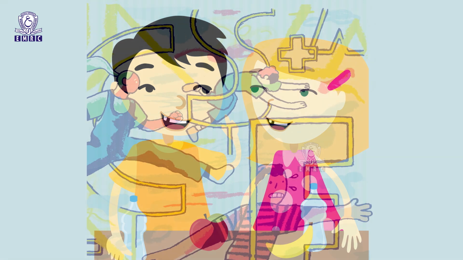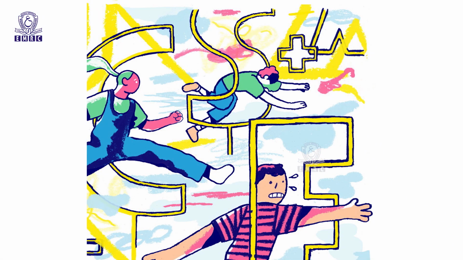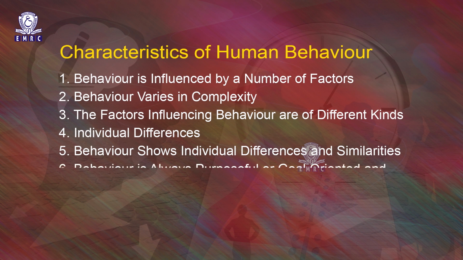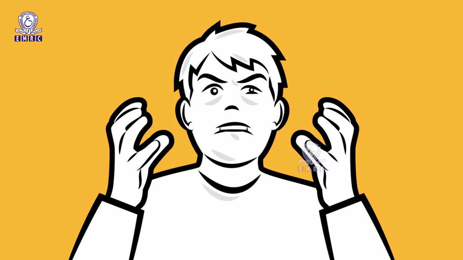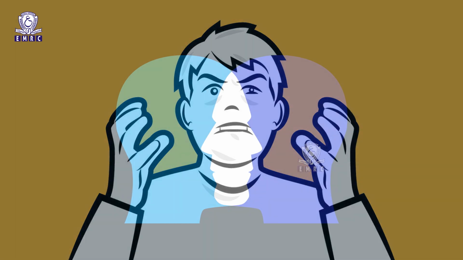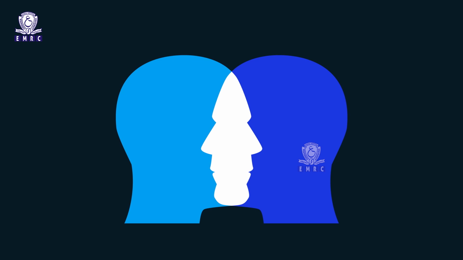Thus, we find not only individual differences but also group differences. Next, behavior is always purposeful or goal oriented. Human behavior is always purposeful and one's actions are always directed towards some goal or the other. A boy sitting and studying suddenly gets up and takes a glass of water. Here the goal is to have a glass of water and the purpose is to quench his thirst.